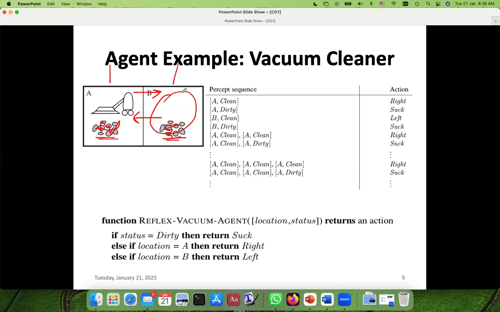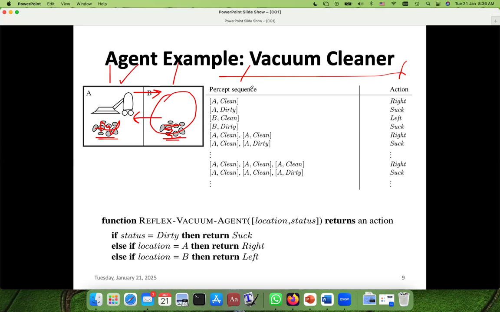Initially, when there were not too many advanced programming languages, in the beginning, people were performing this action through table entries. They were building a table. And in this table, we have a percept sequence on one side and actions on the other side.